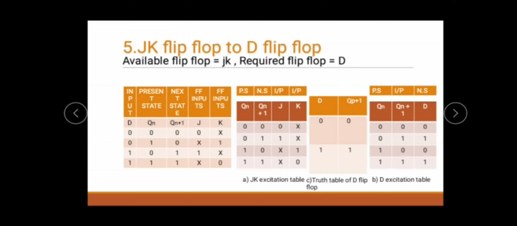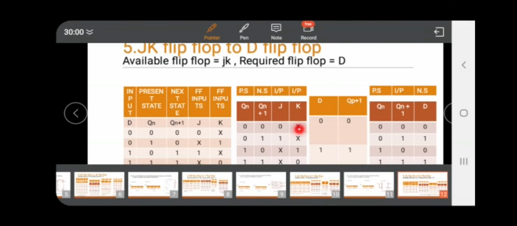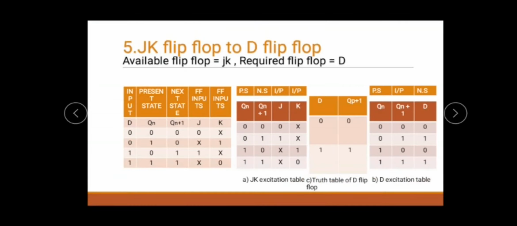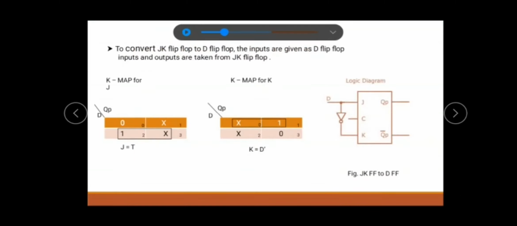The next state is the same as D characteristics. To construct the conversion table of JK to D flip-flop, we move the characteristics into the conversion table using this characteristics table. We need to find the JK flip-flop table inputs: 0, don't care, 0, 1, 1, don't care, 1, 0, don't care, 1, 1, 1, don't care, 0. As shown in the flip-flop to D flip-flop, the inputs are given as D flip-flop inputs and outputs are taken. Find the Boolean expression of JK in terms of D.